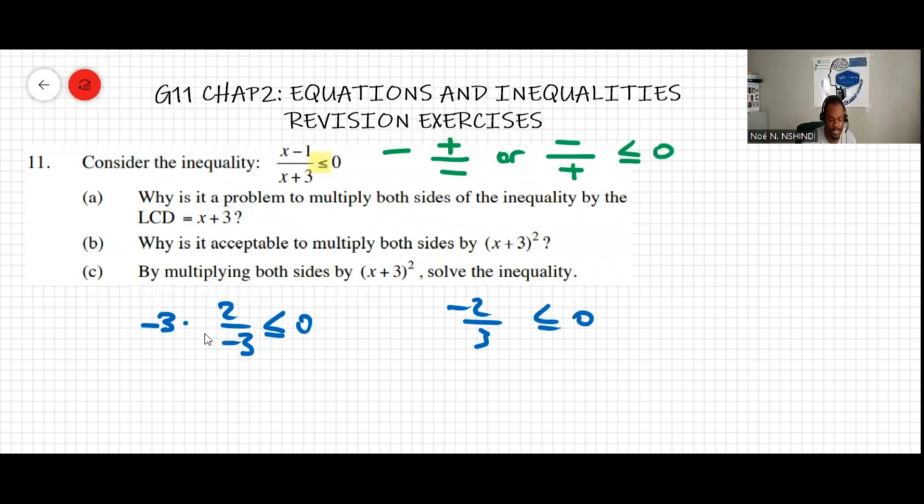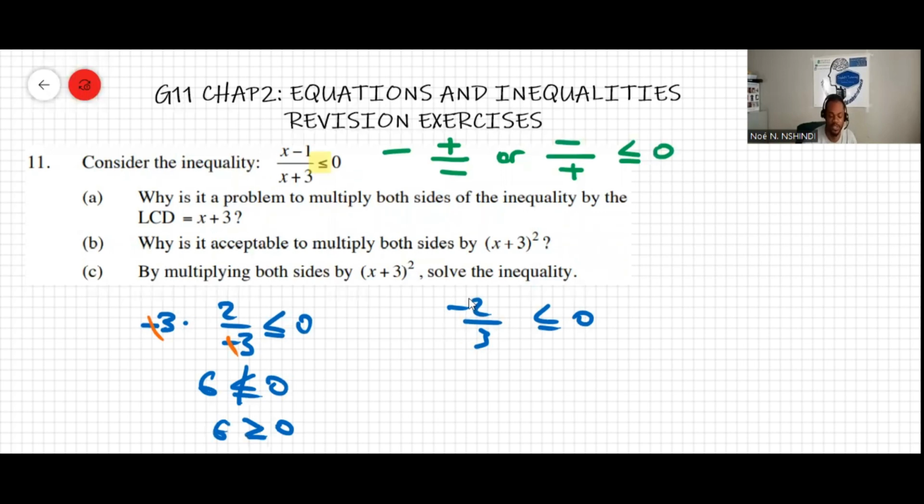It will become negative and negative will simplify, and that makes 6. 6 is not less than or equal to 0. It's not that, but 6 is greater than or equal to 0. Same also on the other side.